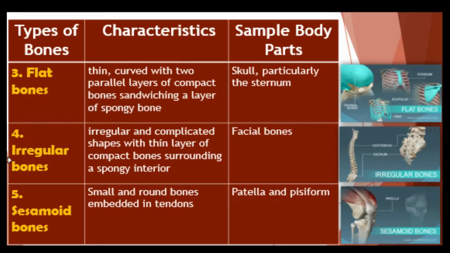Next type of bones, irregular bones. The characteristics: irregular and complicated shapes with thin layer of compact bones surrounding a spongy interior, just like facial bones and spinal cord. It has complicated shapes with thin layer of compact bones. Another type of bones, we have sesamoid bones. The characteristics of sesamoid bones: small and round bones embedded in tendons. Sample body parts: patella and pisiform.